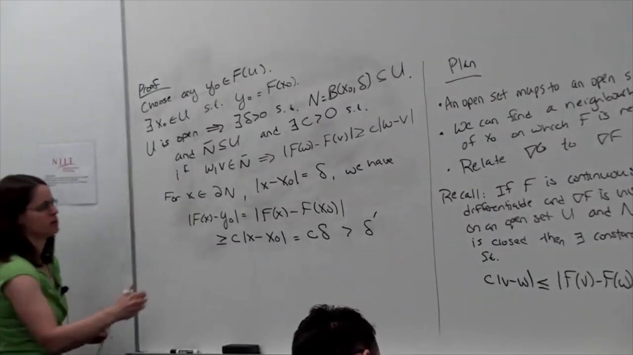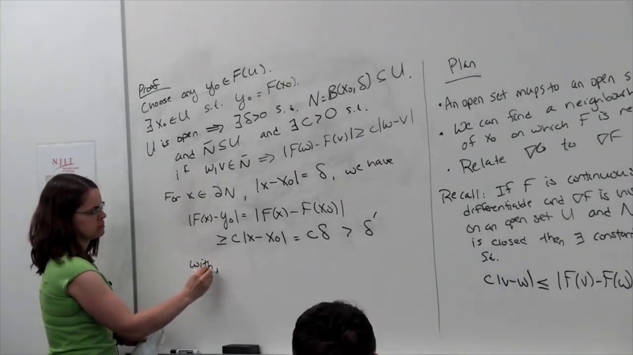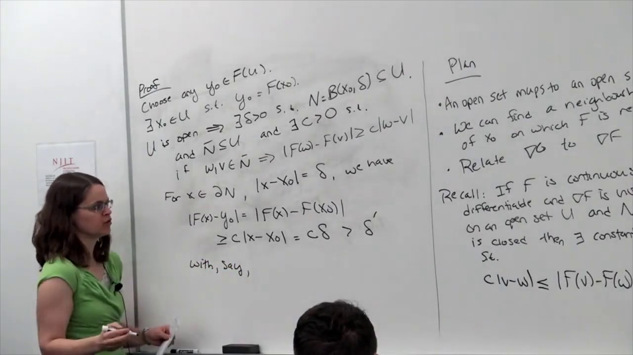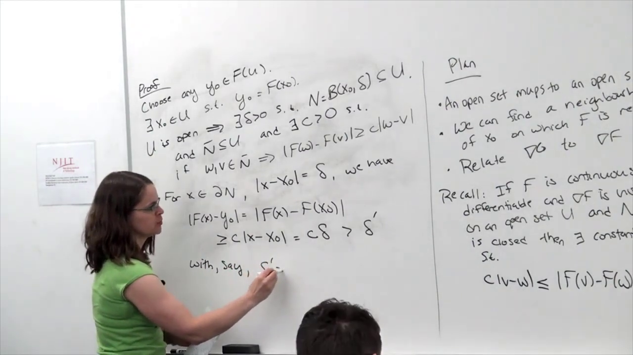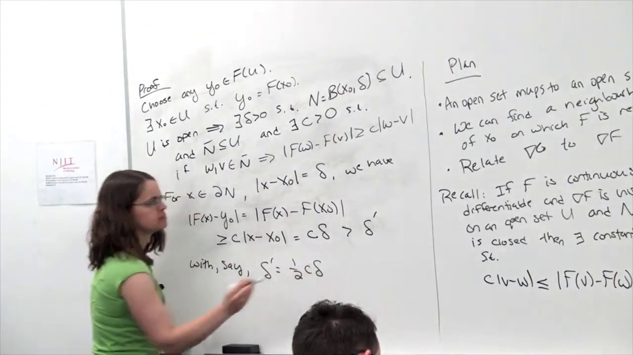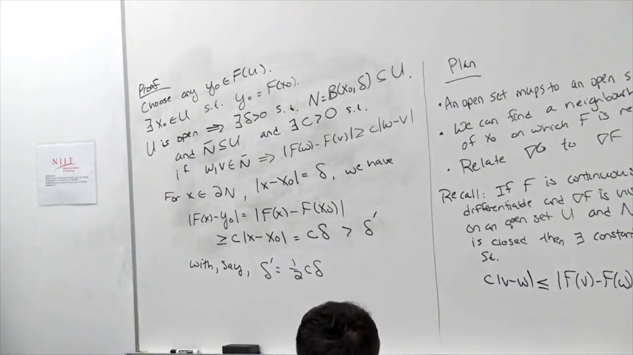And say we take, just to pick something, it doesn't matter so much what we pick, we pick delta prime equal to half c delta. Just to pick something. I could take any fraction that I wanted.